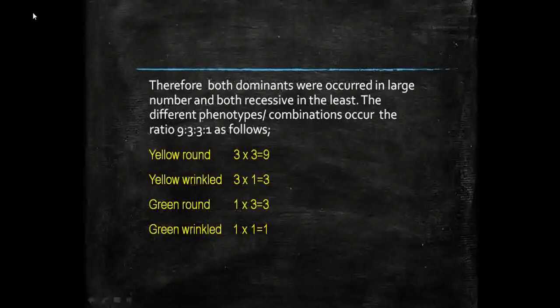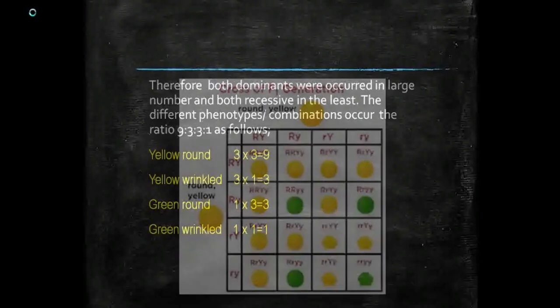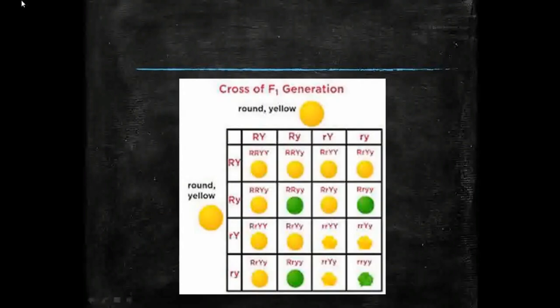The different phenotypes or combinations which he saw were yellow round, 3 into 3 is equal to 9; yellow wrinkled, 3 into 1 is equal to 3; green round, 1 into 3 is equal to 3; and green wrinkled, 1 into 1 is equal to 1. So in this way he got the results. Now let's see the checkerboard. By this checkerboard we will easily understand how the crosses are made, how the gametes are formed, and how they fuse to form these different results.